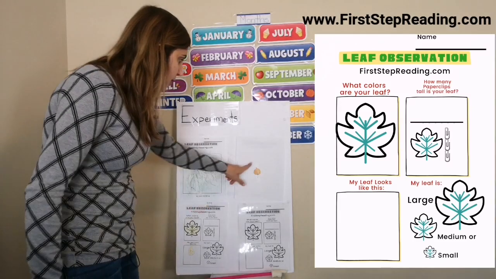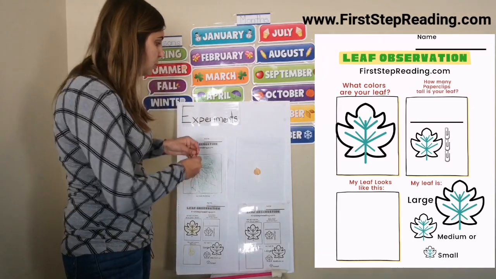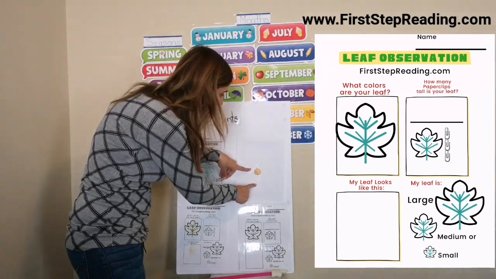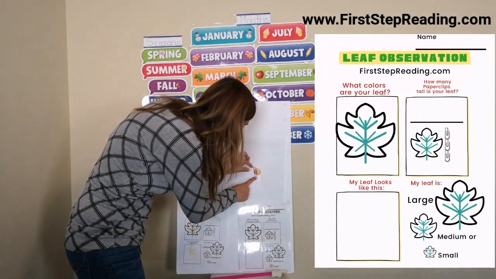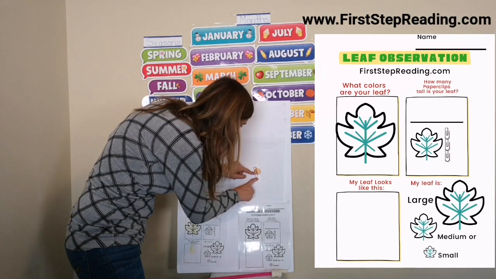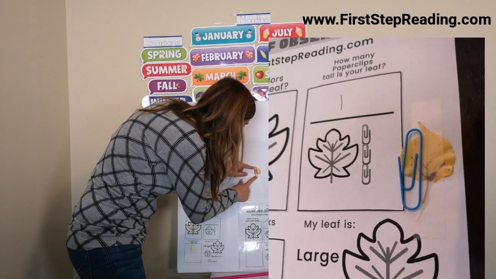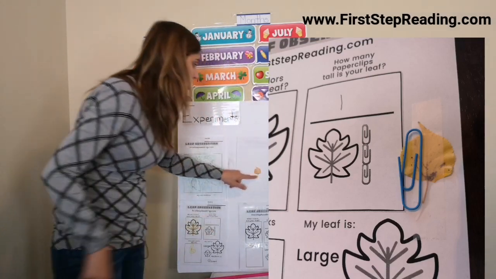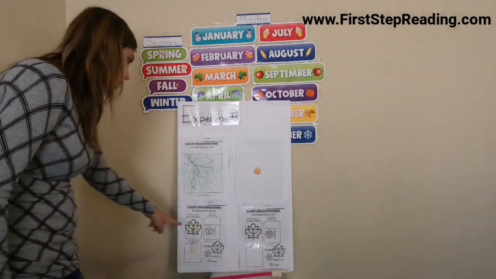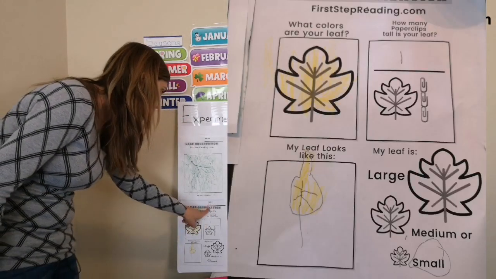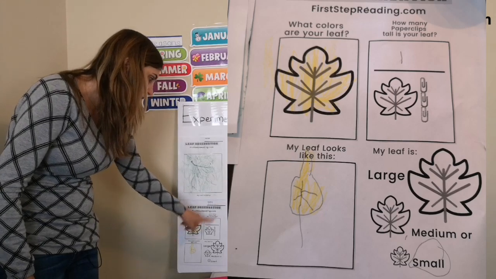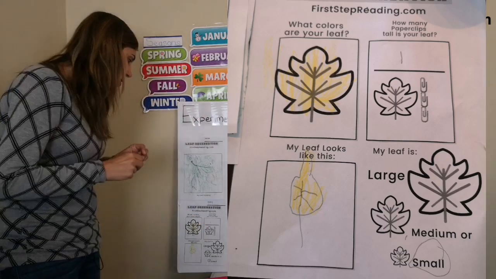Something that you can have more than one of that you can use to measure. So this is the leaf my daughter did. The way I'm going to measure, I tape the leaf down to the paper. I measure from the bottom. I put my paper clip at the very bottom of the leaf, the stem, all the way to the top, and I see that her leaf is only one paper clip tall. So she wrote her name, Haley. She colored her leaf yellow, and she said it was one paper clip tall.